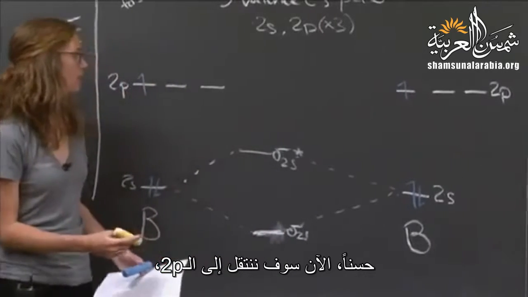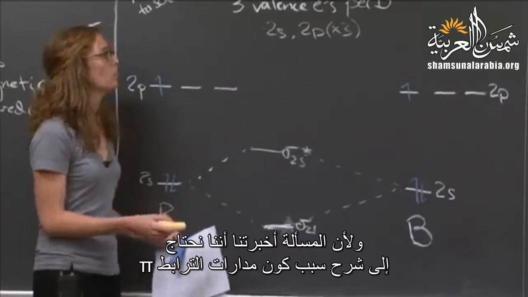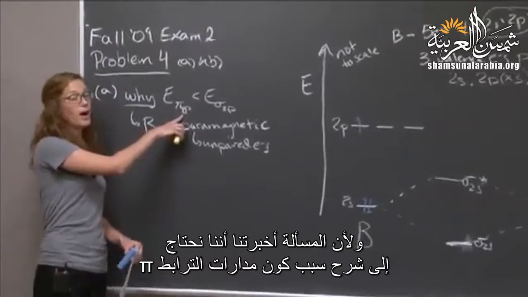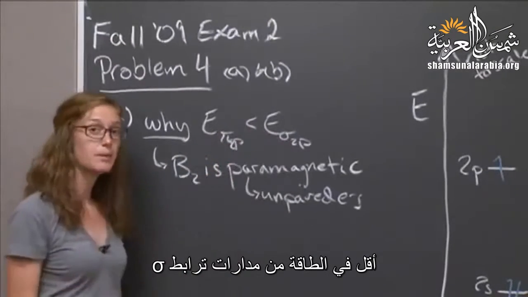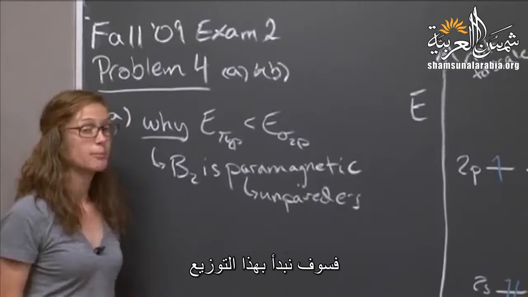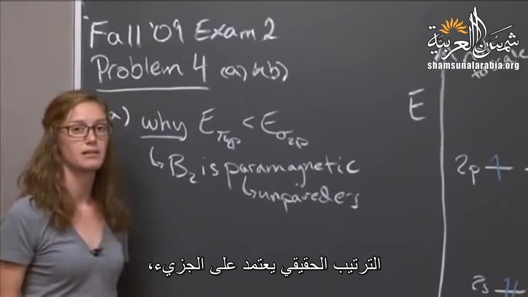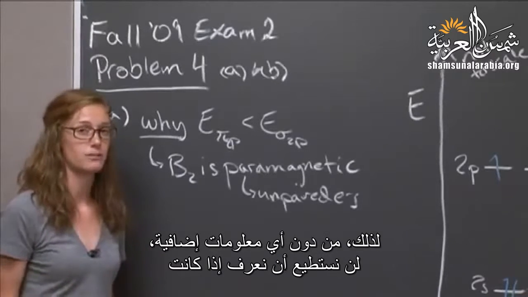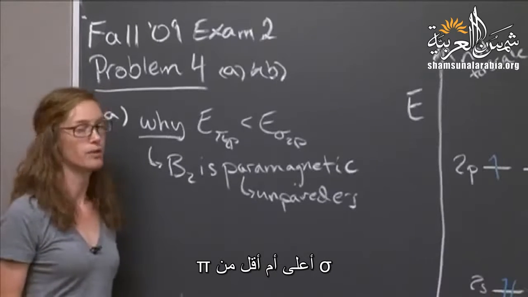All right. Now we'll move on to the 2p. And because the problem told us that we need to explain why the pi bonding orbitals are lower in energy than the sigma bonding orbitals, we're going to start with that configuration. The actual order depends on the molecule, and so without any extra information, we wouldn't really know if the sigma was above or below the pi.